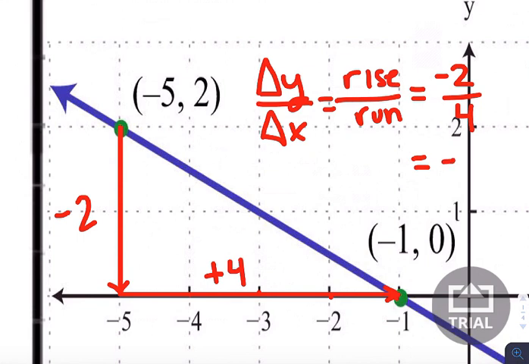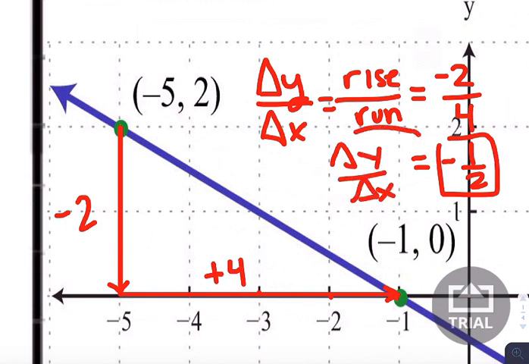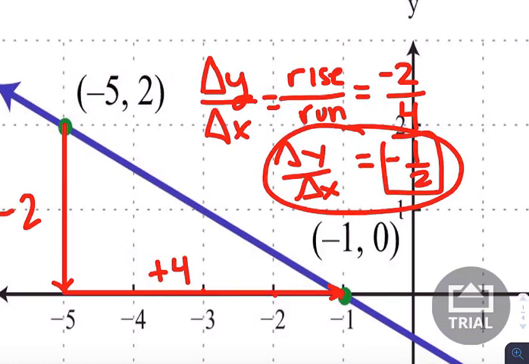And so we can reduce both by half, leaving us with simply half. And so the slope, or change in y over change in x, is going to be 1/2. Okay? So that's for a graph.